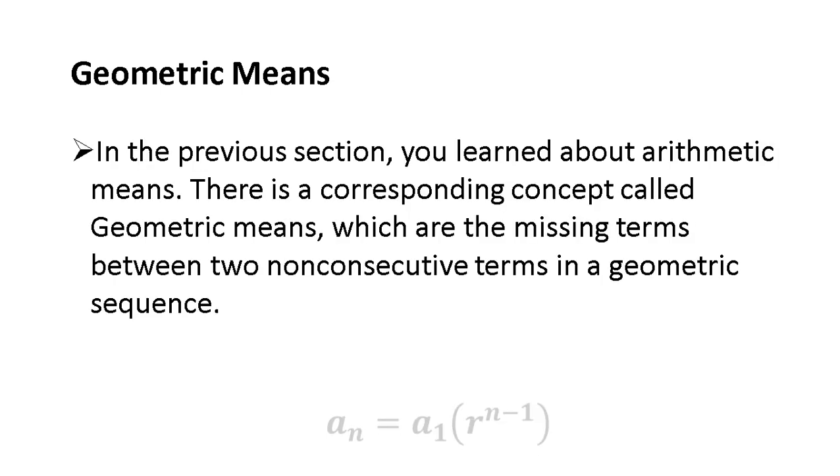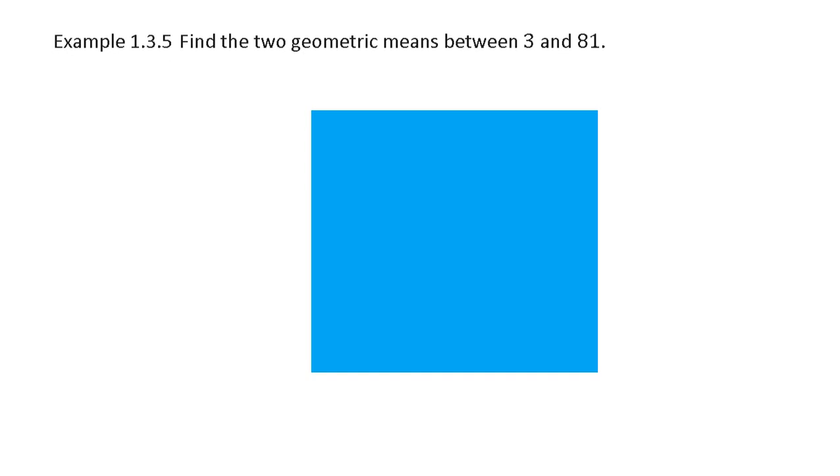We have geometric means. In the previous section, you learned about arithmetic means. There is a corresponding concept called geometric means, which are the missing terms between two non-consecutive terms in a geometric sequence. Using the formula, a sub n equals a sub 1 times r to the power of n minus 1. Let's have an example.